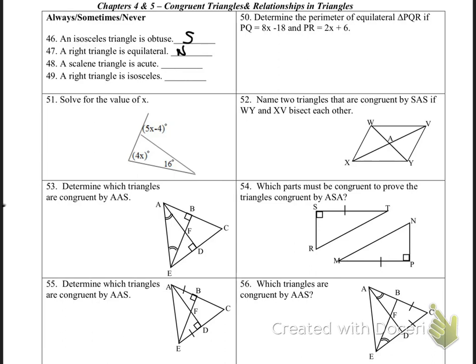A scalene triangle is obtuse. Could be sometimes. Scalene means none of the sides are the same, so it's possible that it could be an acute triangle. Could also have an obtuse angle.